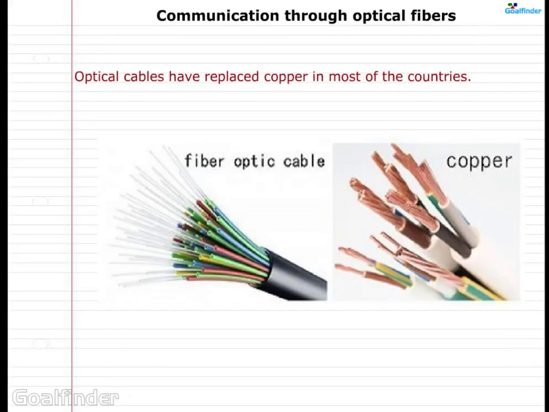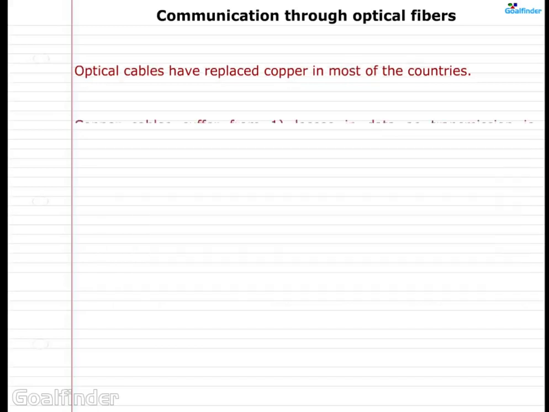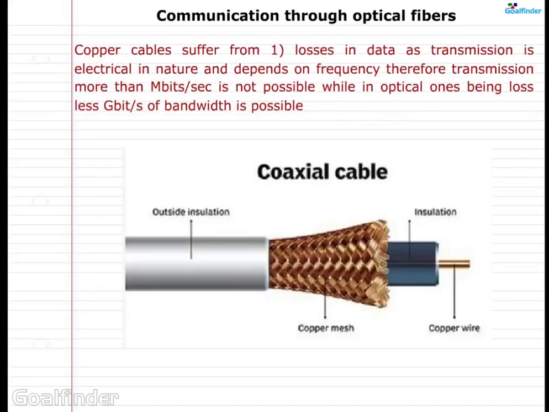Optical cables have replaced copper in most countries. Copper cables suffer from losses in data as transmission is electrical in nature and depends on frequency. Therefore, transmission of more than megabits per second is not possible. While in optical ones, being lossless, gigabits per second of bandwidth is possible.